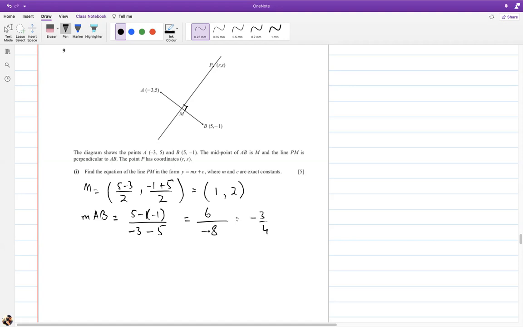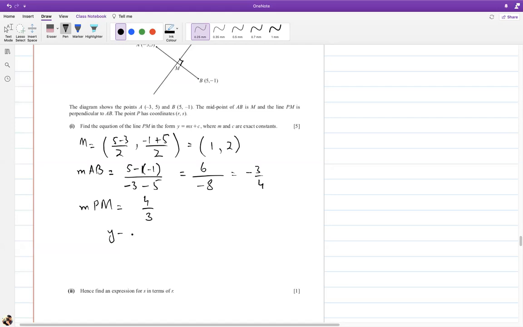All right. Next, we have to find the gradient of the perpendicular line. And for perpendicular lines, we know that it will obviously be the negative reciprocal. So gradient of PM is going to be flip this thing, 4/3, and then change the sign. So that's positive now. So that's the gradient. So we have the gradient, we have the point. So y minus y1, which is 2, is equal to m times x minus x1, which is 1.